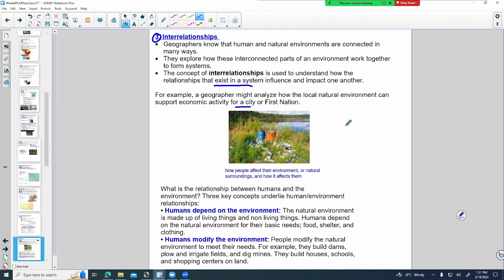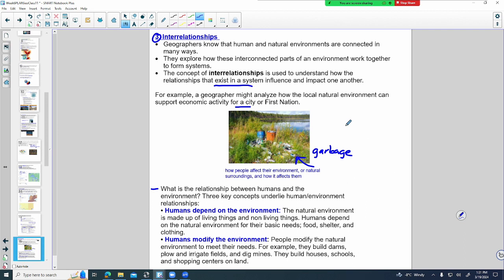So you can see a picture here. There is garbage, disposed inappropriately. So this shows you how people affect their environment or natural surroundings and how it affects them. So this will pollute the land and pollute the water. So we're looking at the relationship between humans and the environment.